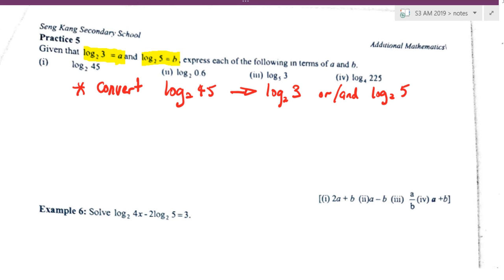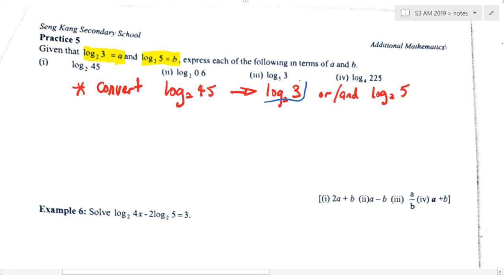Why? Because I know this fella is equal to A. I know this fella is equal to B. Somewhat like that. You get the idea? Okay. Now let's start our adventure. So log 245 will be equal to what?